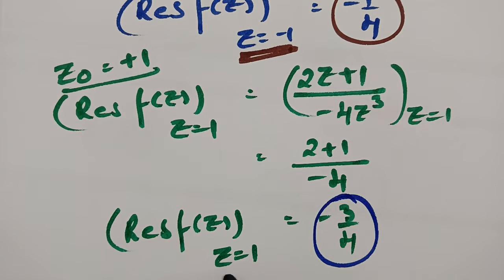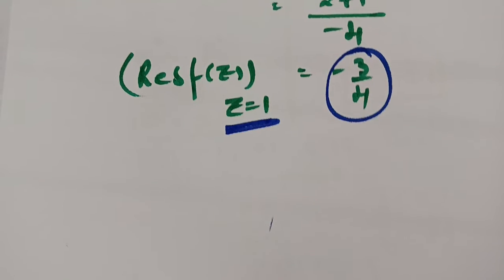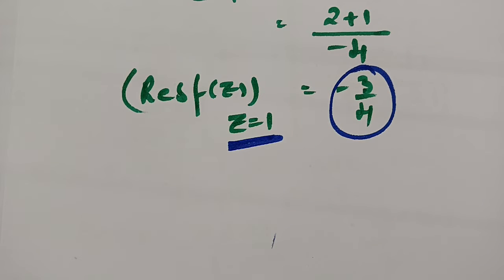This is the residue value at the pole z = 1. And the next pole value I'm taking is -i.